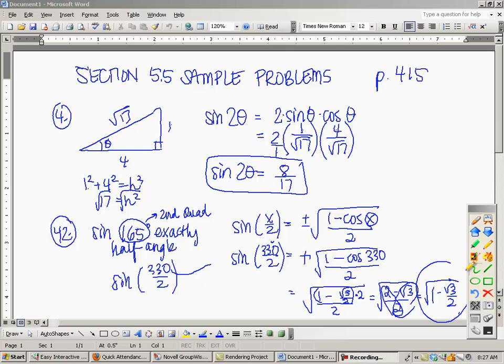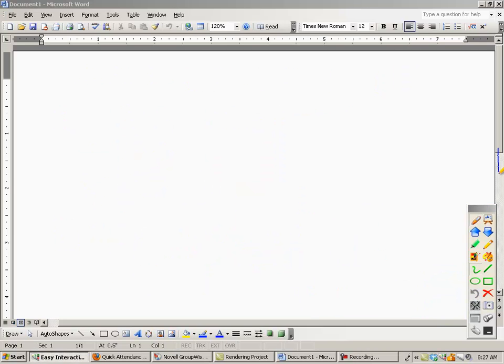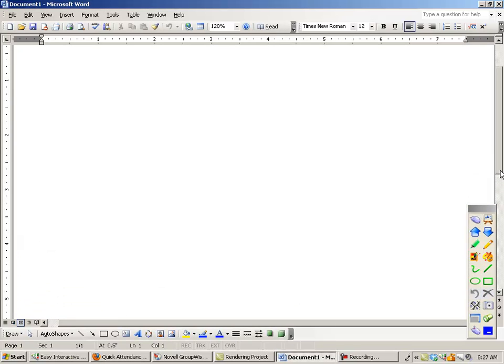And I don't love this answer, but this is the answer we're going to leave it as, because the more we try and simplify, the worse this is going to get. Okay? Now the goal again is to be able, do you understand what angle to use in your half angle formula? Do you understand, is it positive or negative? And then can you do a little bit of simplification? Now let me move on. We're going to do a couple more.